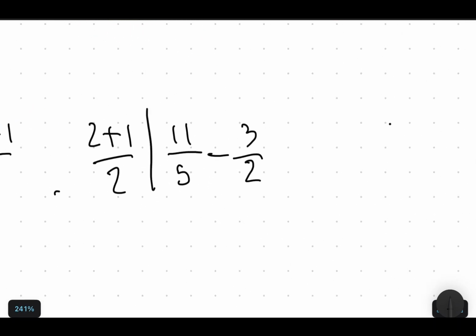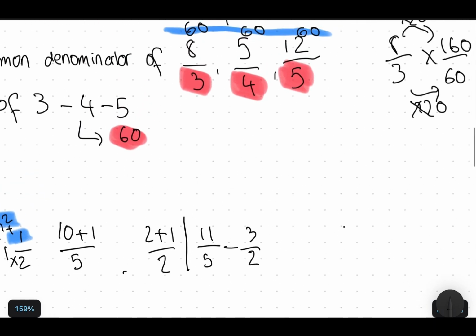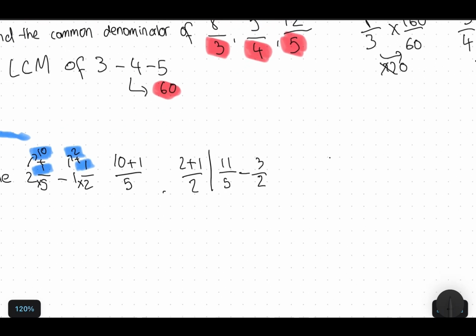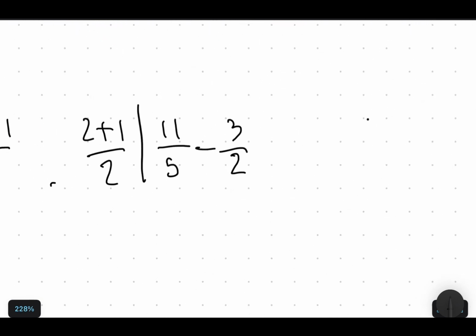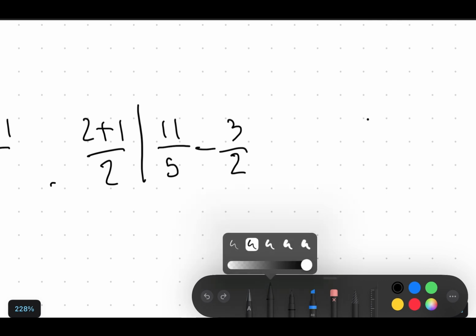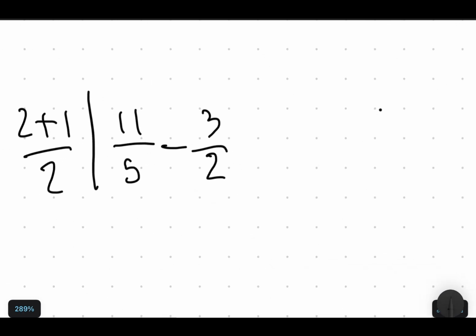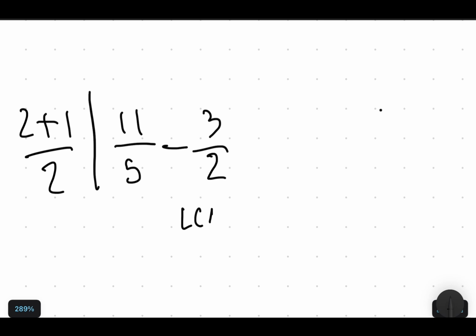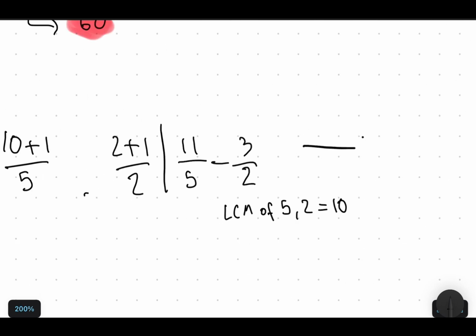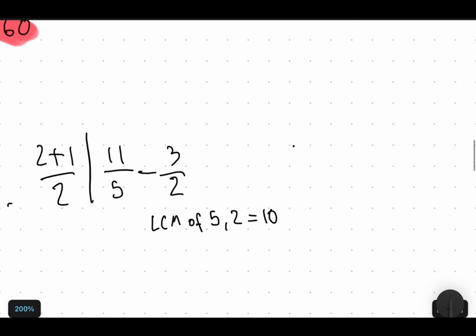So our question is 11 over 5 minus 3 over 2. Well, as you remember, we have to first make the denominators common. So the common denominator of 5 and 2 is basically the LCM. So we have to find the LCM of these two numbers, and the LCM of 5 and 2 is equal to 10. So now you have to convert them both to 10.